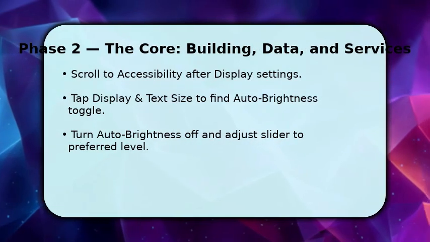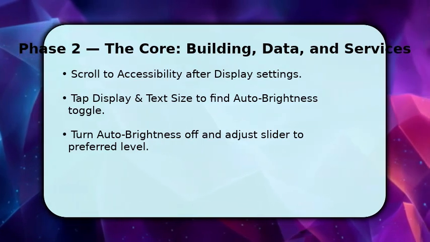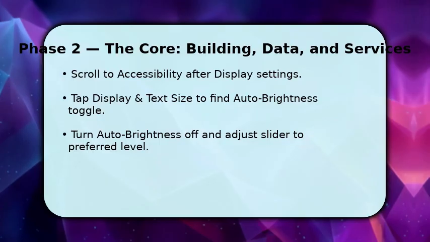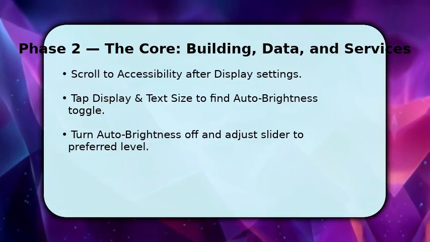Now move to Accessibility, tap Display and Text Size. The Auto Brightness toggle is located there. You switch it off to prevent the phone from changing brightness automatically based on ambient light.